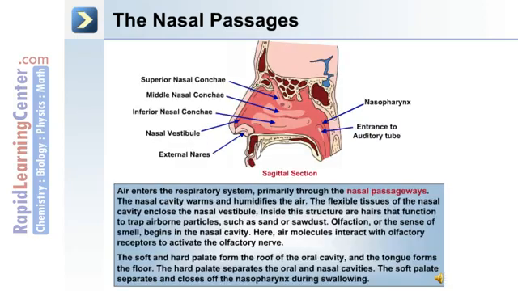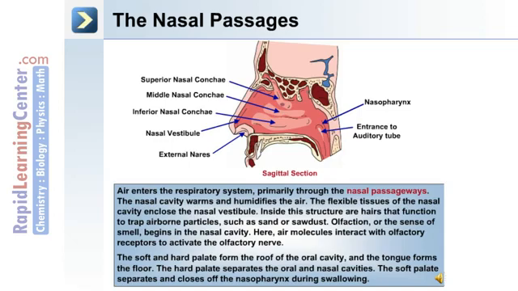The nasal passages. Air enters the respiratory system primarily through the nasal passageways, and they warm and humidify the incoming air. The flexible tissues of the nasal cavity enclose the nasal vestibule towards the anterior portion of the nose. Inside this structure are hairs that function to trap airborne particles such as sand or sawdust. Olfaction, or the sense of smell, begins in the nasal cavity. Here, air molecules interact with olfactory receptors to activate the olfactory nerve.